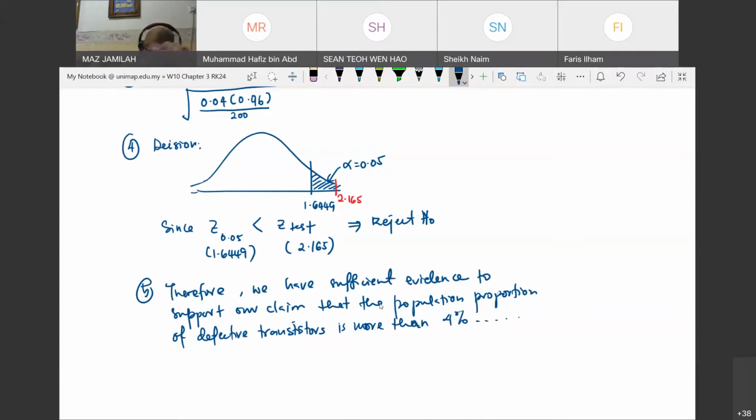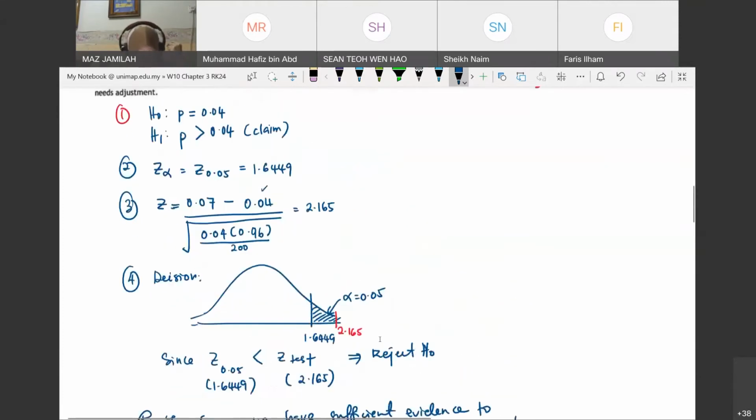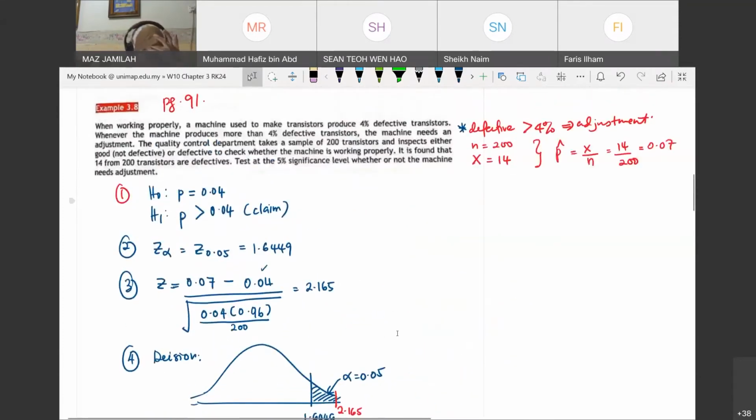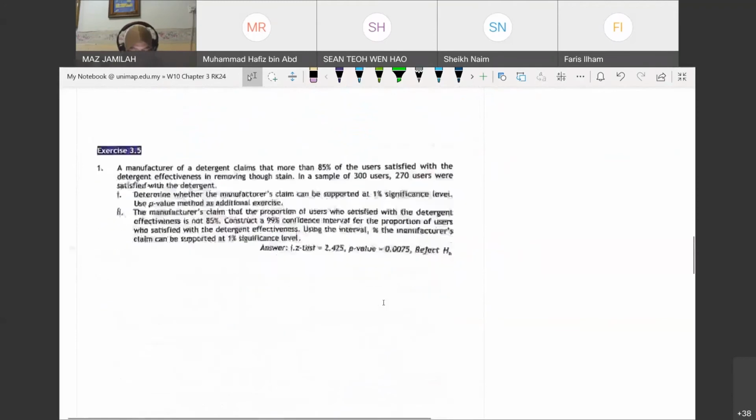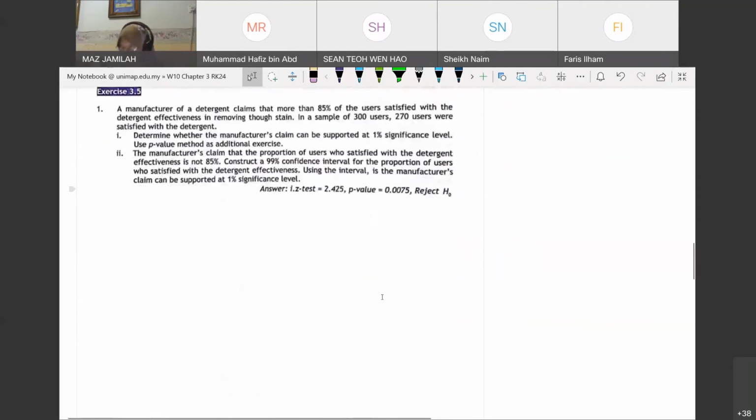Usually we will ask, what would be the action by the company resulting from the hypothesis test? Then you will answer the machine needs an adjustment. So that would be your answer if you are asked that. So that's how we use the traditional method for the hypothesis testing of the population proportion.